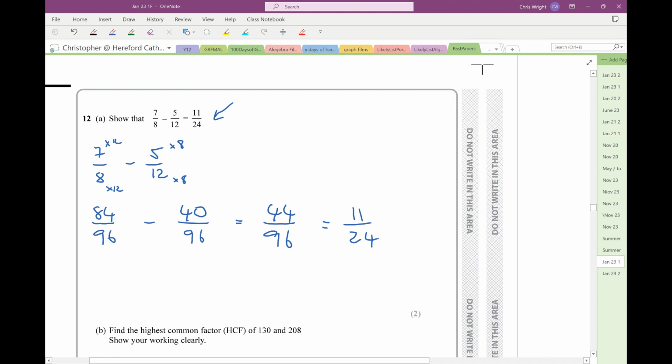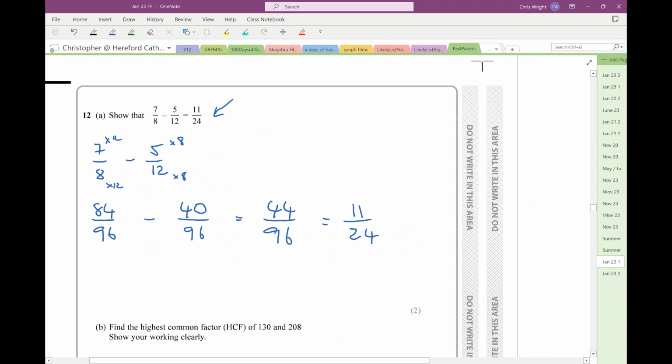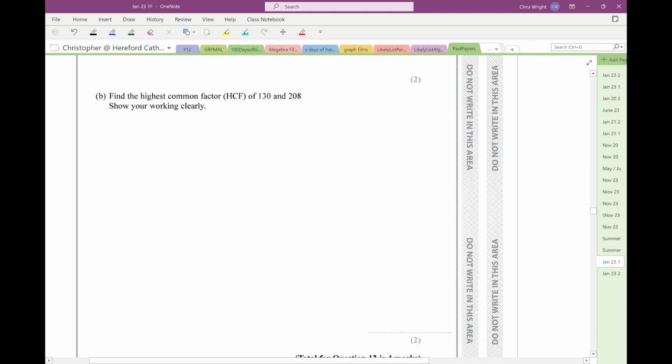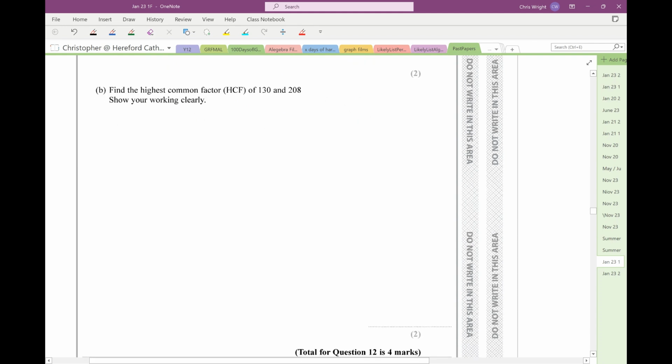That I've used in question 12a. Question 12b, find the highest common factor of 130 and 208. Now, you probably know that you have to write these as products of primes. And with any luck, you know that you can use your calculator to simply tell you what each of these numbers are in terms of their prime factors.